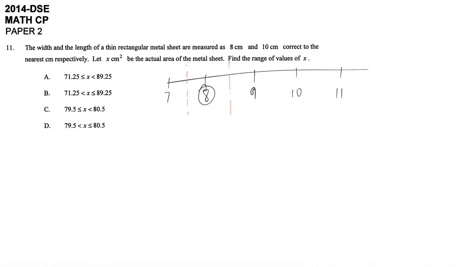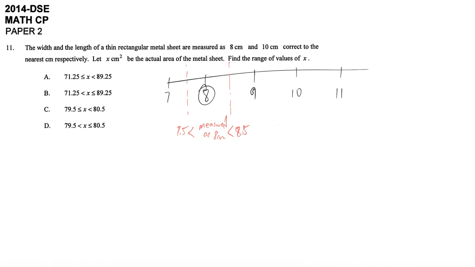So it gives you the actual length of 8. Even though we say it's mentioned as 8, it means that it's between two values. The first one is 7.5, and then the second limit is 8.5 here.